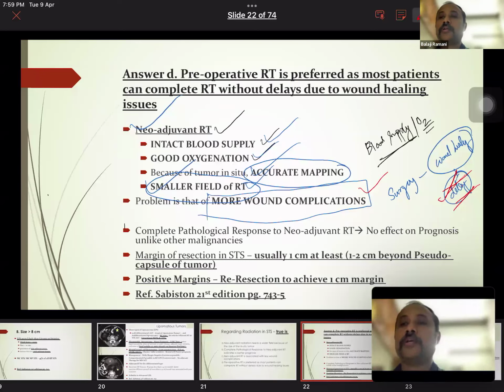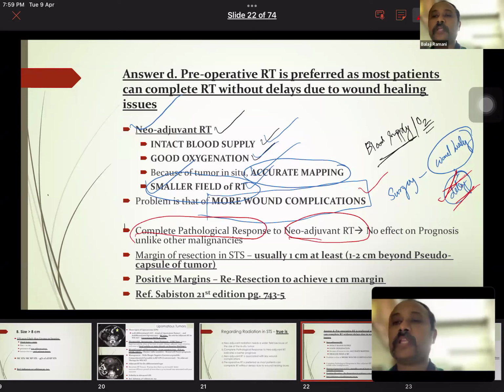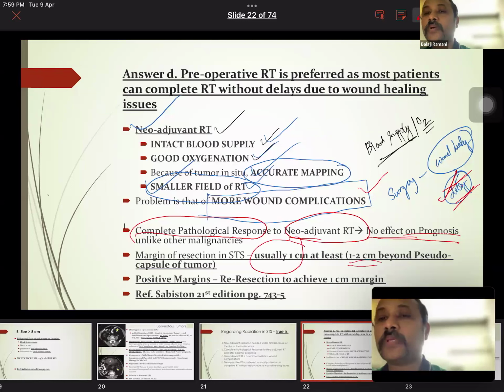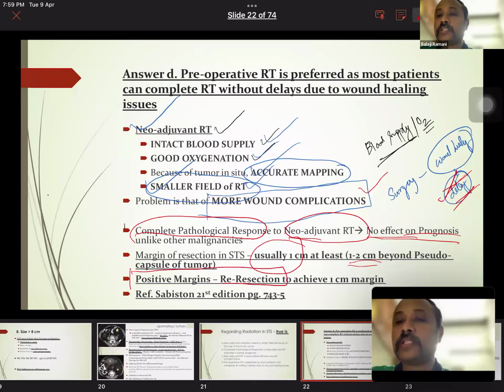Now, we all saw in breast, for example, that complete pathological response is important and that will have a better prognosis. But unlike in breast, in neoadjuvant radiation for sarcoma, it does not have any effect on the prognosis. Now, margin status, as I already mentioned, should be at least 1 centimeter, 1 to 2 centimeters beyond the pseudocapsule of the tumor. And as I already said, with positive margins, we have to go for re-excision to achieve 1 centimeter margins. This is given in Sebastian also.